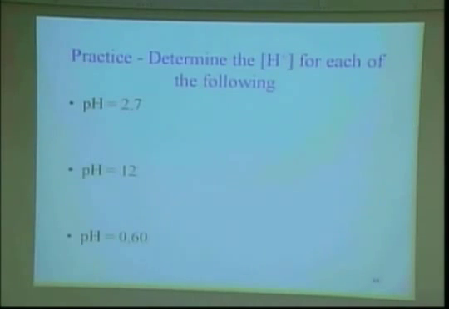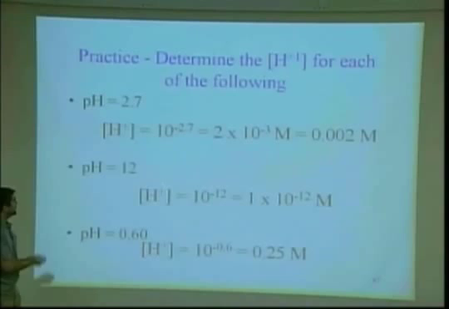So let's look. pH is 2.7. pH 12, pH 0.60. Simple. It's a matter of using your calculator, right? Setting the problems up is easy. It's a matter of typing it in correctly.